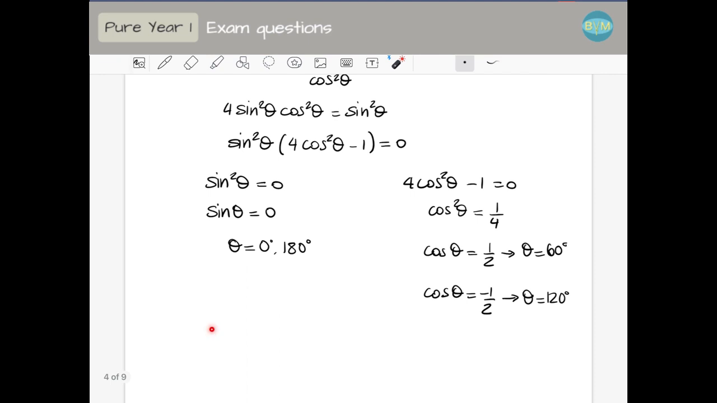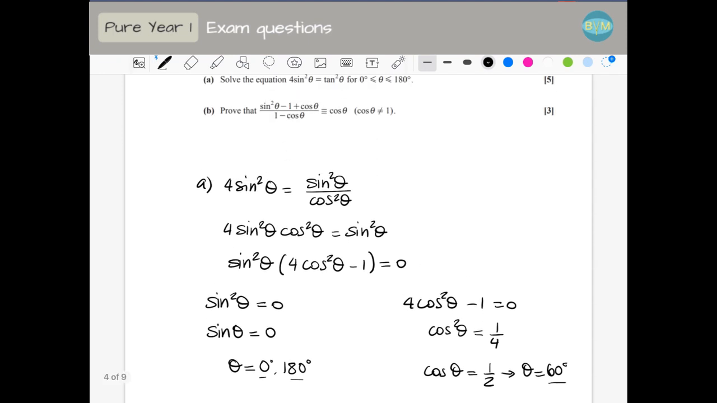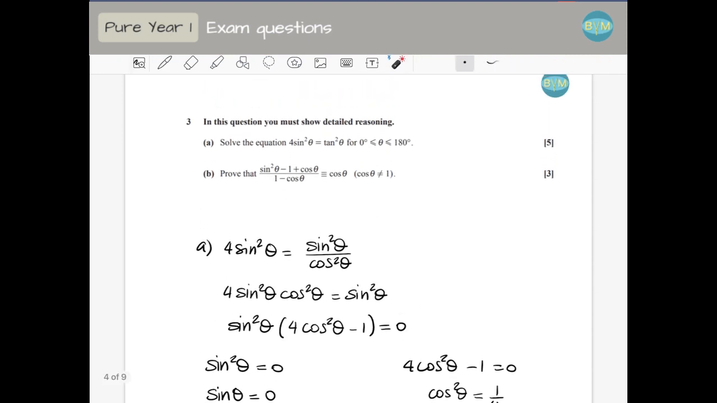So your answers, theta is going to be 0 degrees, 60 degrees, 120 degrees and 180 degrees. And then the second part is simpler. So I say prove that this expression can be written this way.